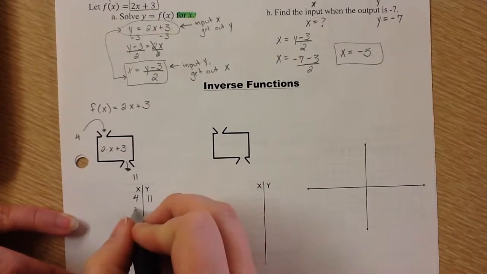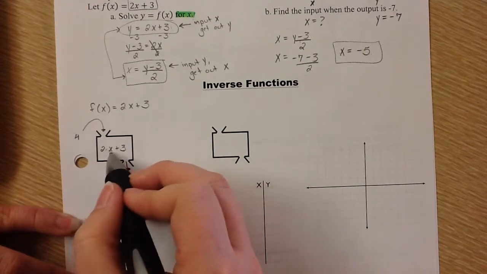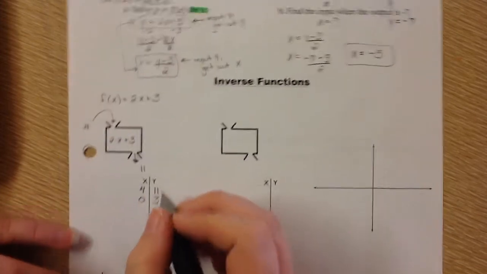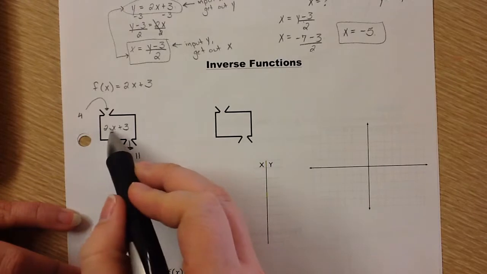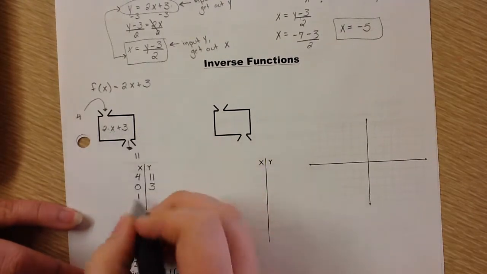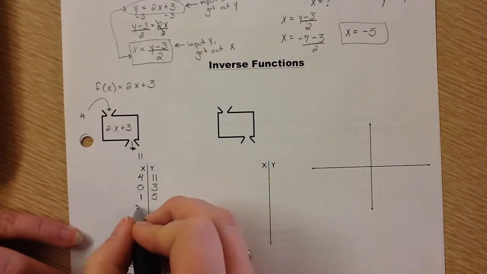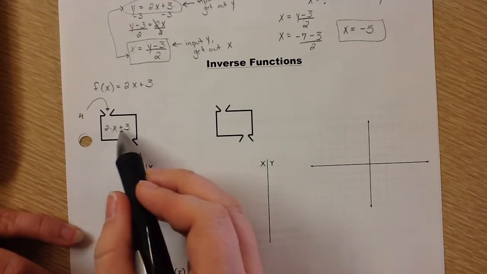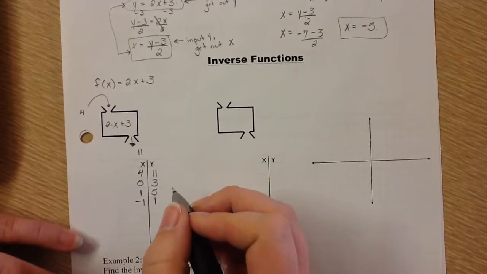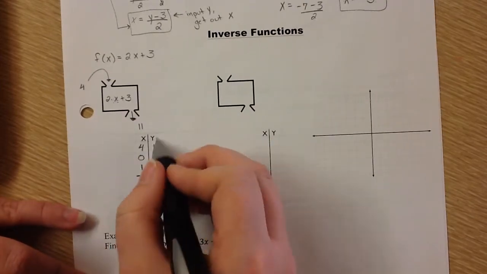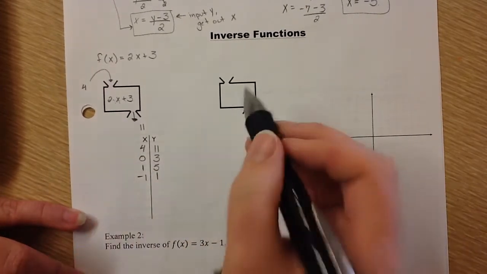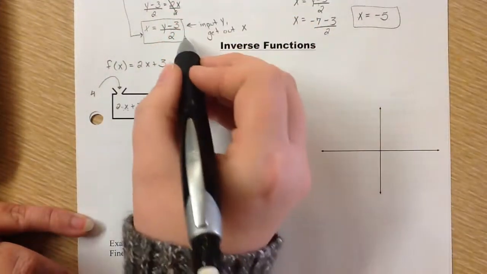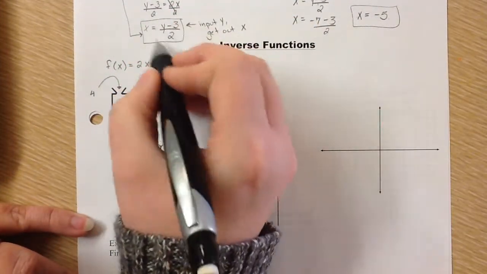When I put in a 0, 2 times 0 plus 3, that would give me out a 3. When I put in a 1, 2 times 1 is 2, plus 3 is 5. When I put in a negative 1, 2 times negative 1 is negative 2, plus 3 is 1. So when I put in x, I get out y's. What an inverse does is that opposite function. So basically, this here is our inverse function.